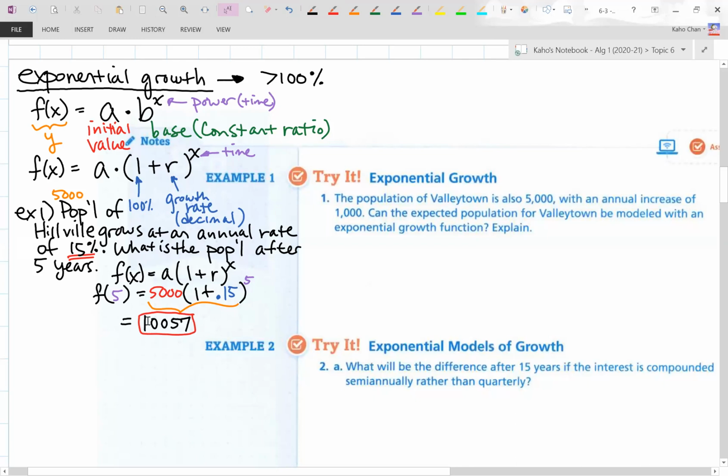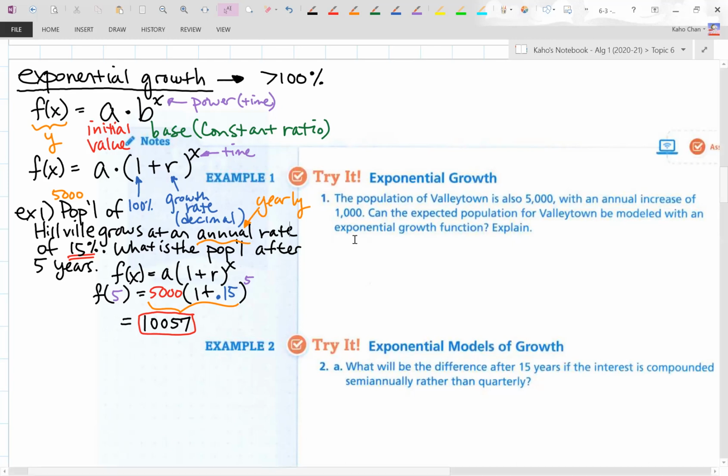Let's take a look at the example in our note taker just to practice a little more. Here we go. The population of Valley Town is also 5,000 with an annual increase. And by the way, annual means every year, yearly. Forgot to mention that earlier. Over here in Valley Town, they also have 5,000 people with an annual increase of 1,000. Holy cow. Can the expected population for Valley Town be modeled with an exponential growth function?